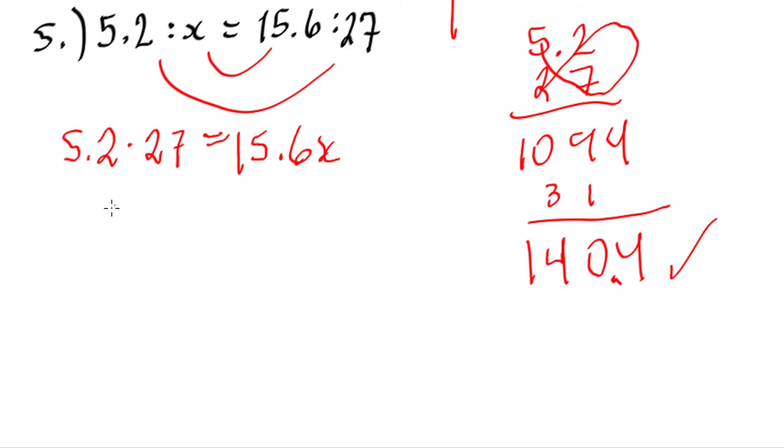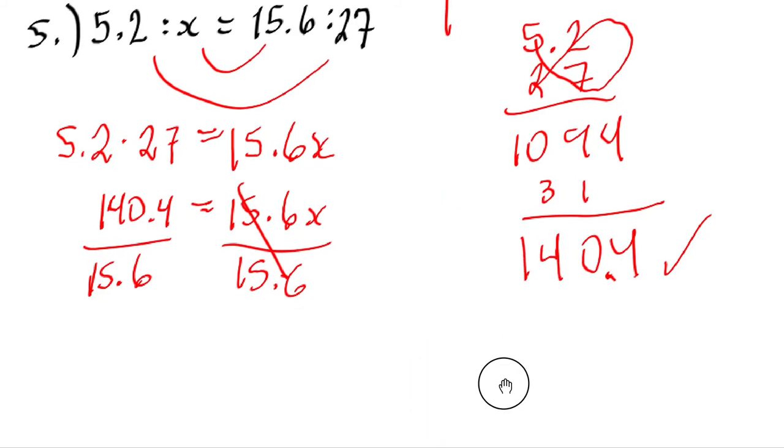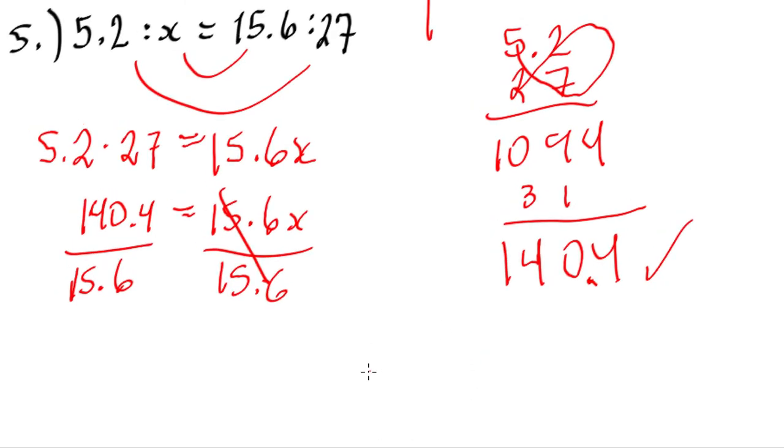And this will be our left-hand side of the equation. 140.4 equals 15.6x. Next, what we need to do is to isolate x by dividing the whole equation by 15.6. So 15.6, canceling this out. So we have now 140.4 divided by 15.6.